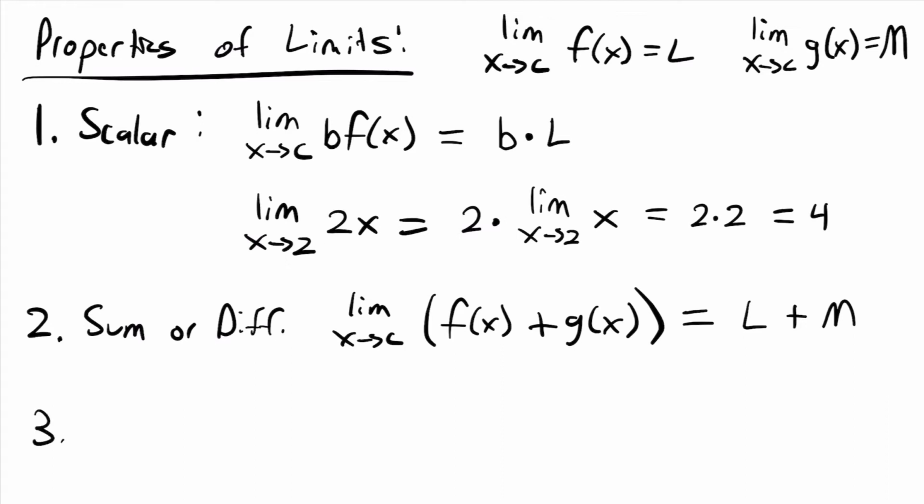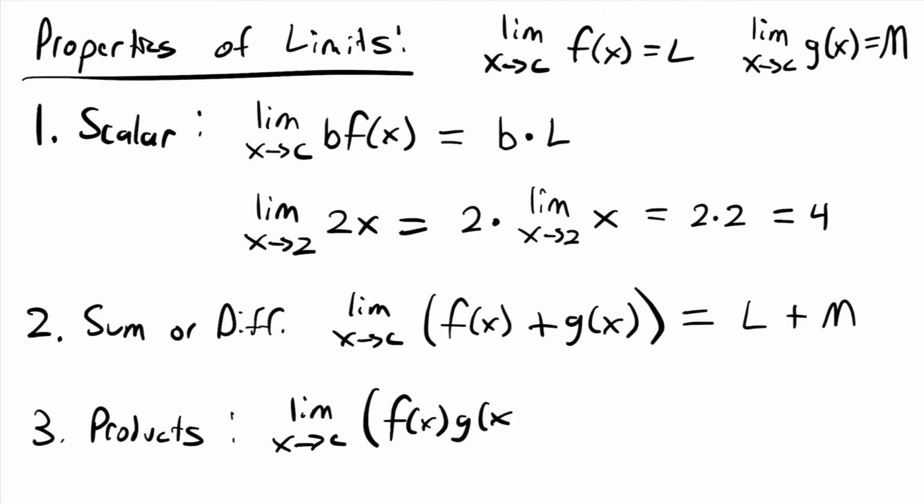Our third property deals with products. In this one, we have the limit as x approaches c of f of x multiplied by g of x. In this case, the limit is going to be equal to the limit of f of x times the limit of g of x. So this would be L times m. So if L equals 2 and m equals 3, for example, then our answer would be 2 times 3, which would give us an answer of 6.